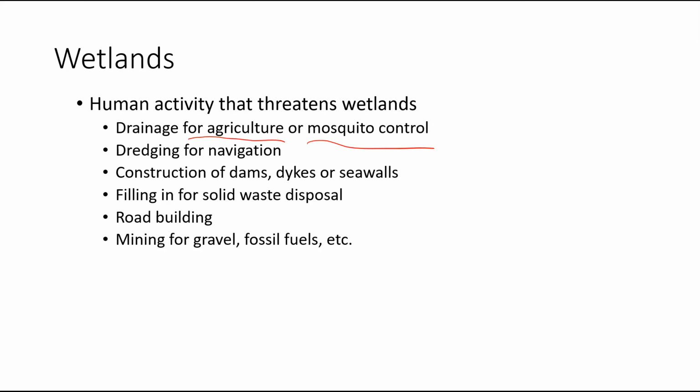Obviously, constructing dams, dikes, or seawalls can impact the health of wetlands. They fill them in. Sometimes they use them actually for like solid waste landfills. Build roads over them, mine for gravel, fossil fuels, etc. Okay. So wetlands globally are shrinking by 58,500 acres per year on average.